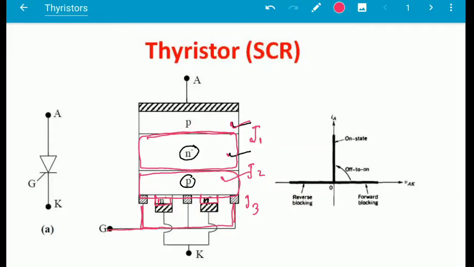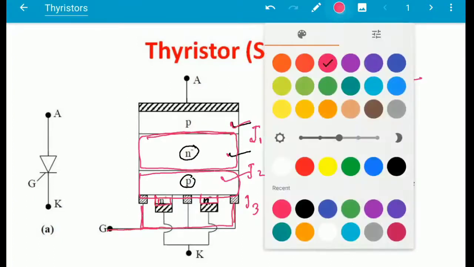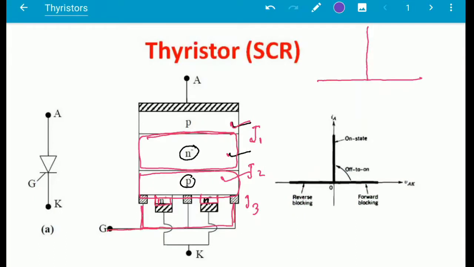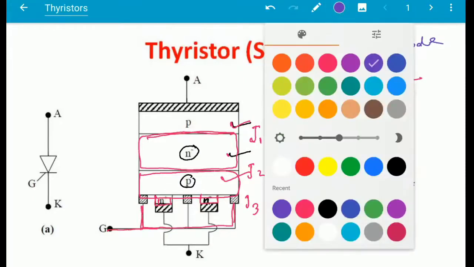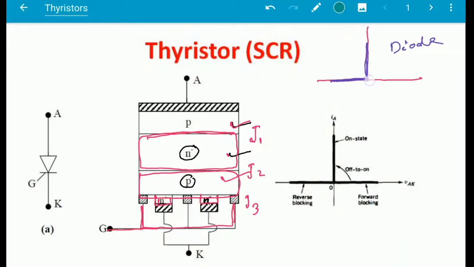In case of a diode, the ideal characteristic is reverse blocking and forward conducting. But in case of a thyristor, there is also a forward blocking mode. If we don't supply the gate voltage or gate current, then it will be in forward blocking mode. So this is the ideal characteristic for a thyristor.